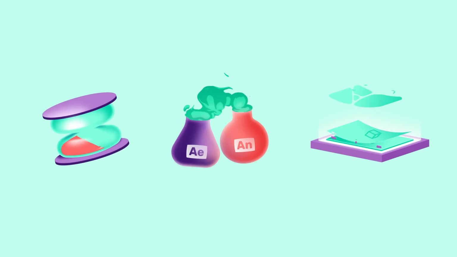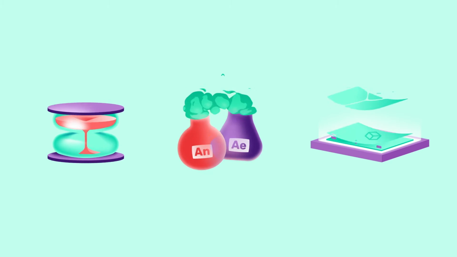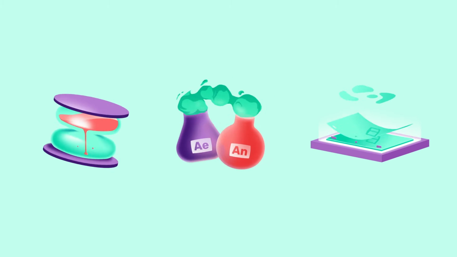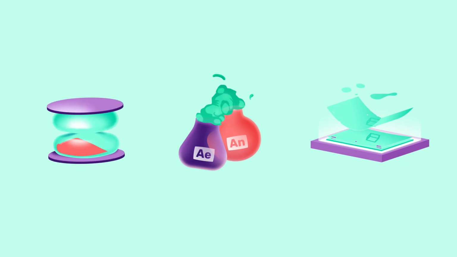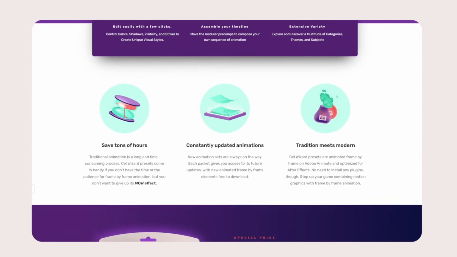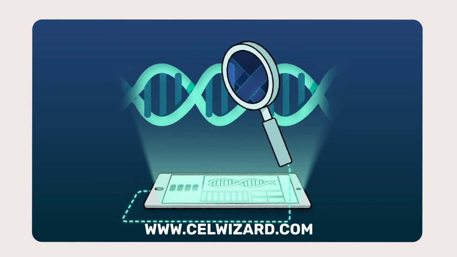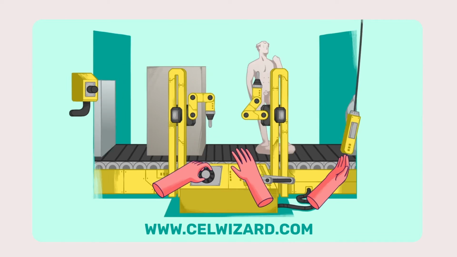In this tutorial, I want to show you how I mix animation techniques, merging motion graphics and cell animation inside After Effects. A while ago, I animated this illustration for cellwizard.com, the sponsor of this video, which is a library of modular and editable frame-by-frame animation that can be combined with each other to create thousands of possible combinations in any style for your motion graphics project.